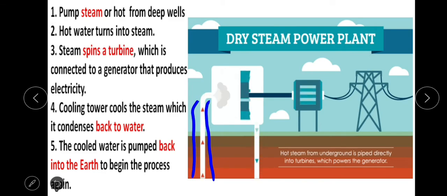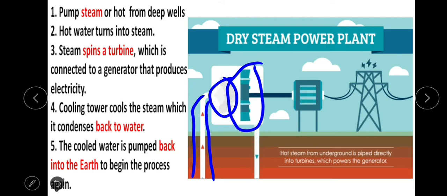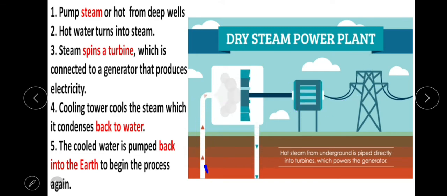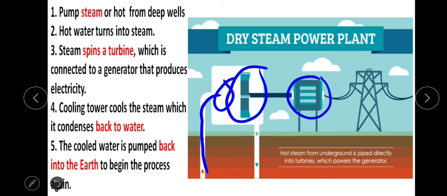Then the sudden change in temperature will produce steam. This is the steam that is under pressure. The steam under pressure will rotate the turbine, which is this one. And the turbine that is connected to a generator will rotate the generator and eventually produce electricity. Okay, as simple as that. Again, hot water is pumped upward and produces steam that will turn the turbine and the generator that produces electricity.